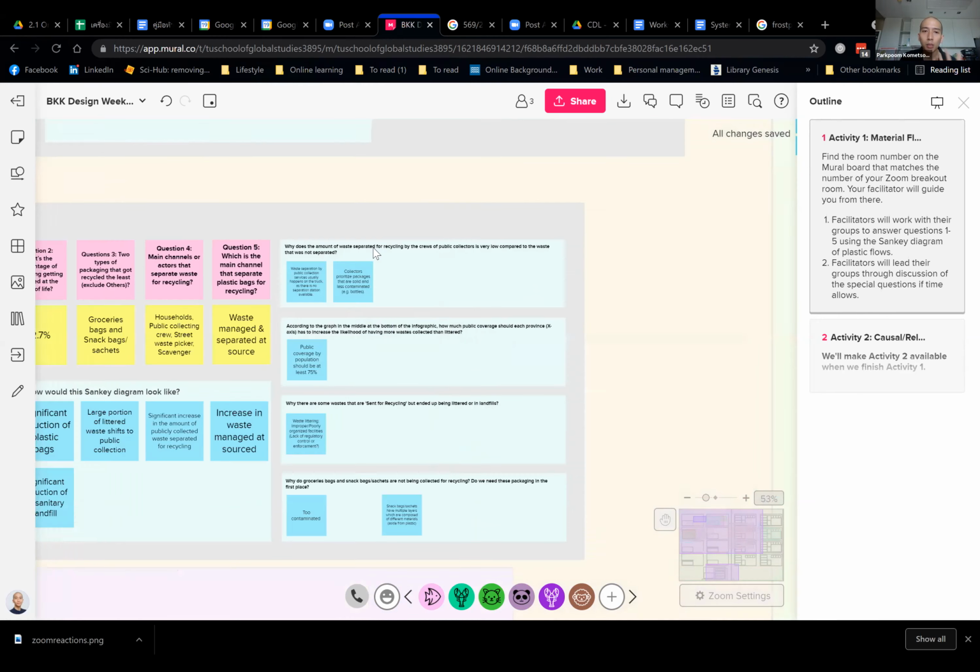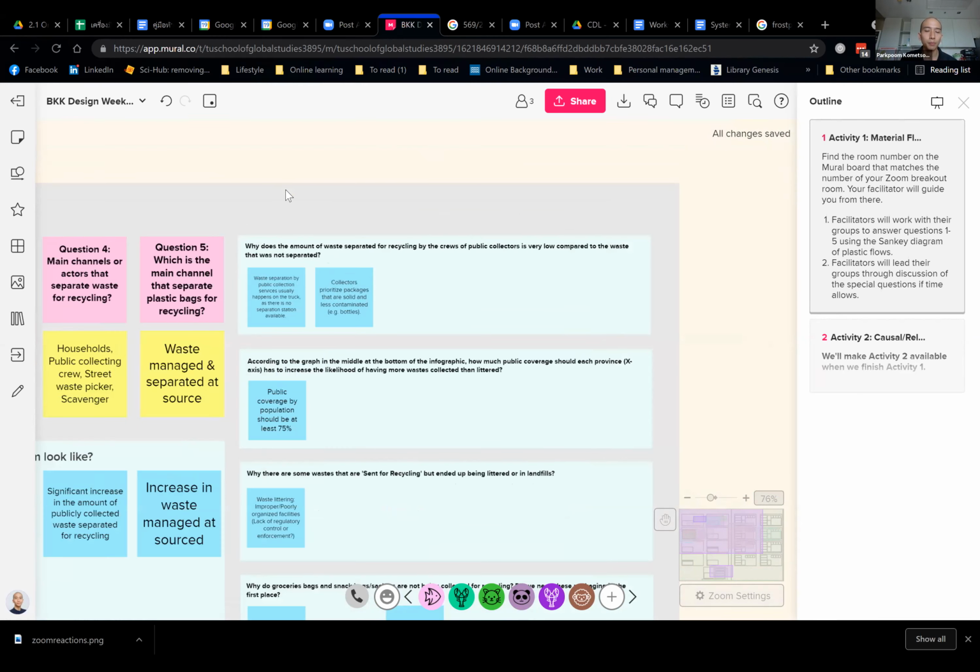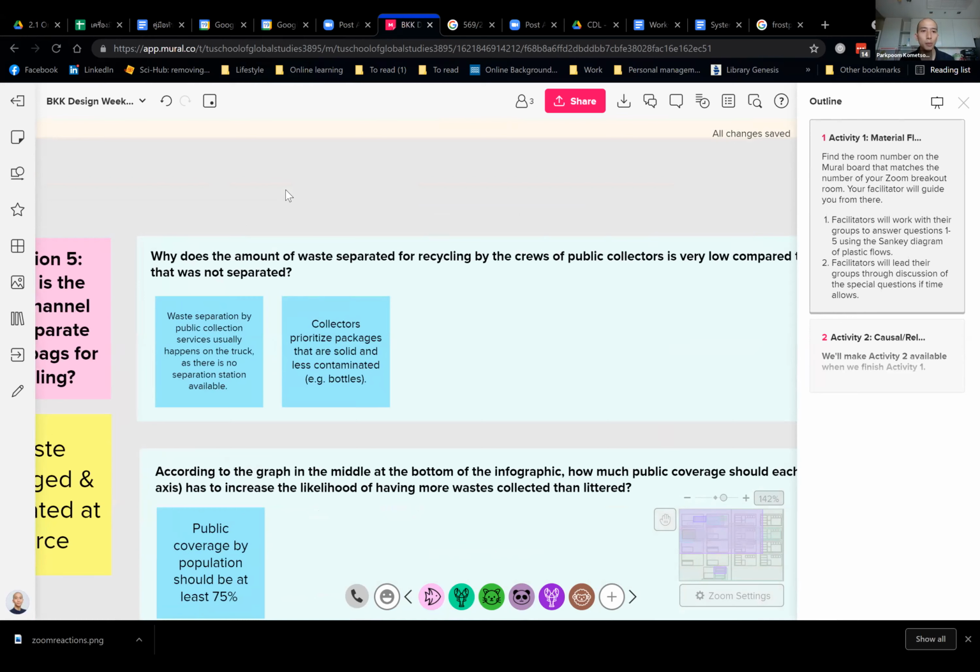And there are multiple answers to this, of course, but what I would just point out as an example is there's no waste separation facility in Thailand. There's not a lot. So usually all the waste separation for recycling happens on the trucks. And the garbage crew have to DIY set up the station themselves on the trucks and try to separate the waste out. And since they don't have a proper place and time to do this, they just prioritize packages that are solid and less contaminated, like bottles.